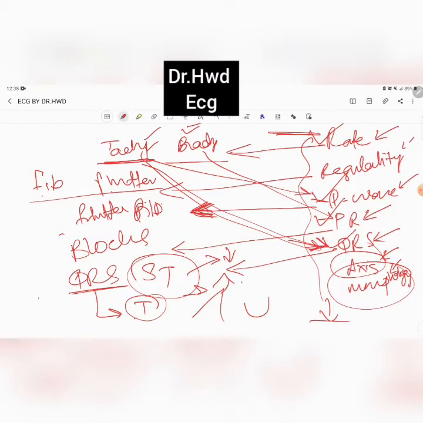Then you have to look at the regularity again to see the flutter and fib. Then you have to look at the P wave to see whether there's a drop or a morphology problem. The P waves would show you if there's a flutter or a fibrillation again, right? Your PR would tell you whether there is a block or not.